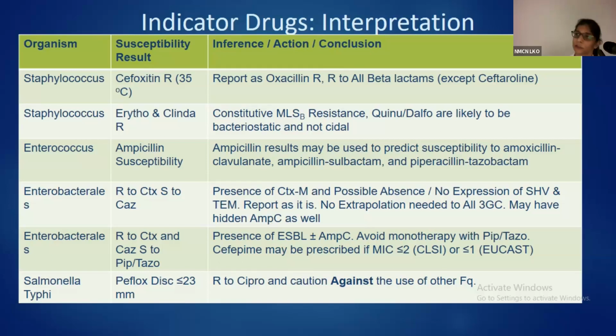For Enterococcus species, if the Enterococcus is susceptible or resistant to ampicillin, we can extrapolate these results to other penicillins also, like amoxicillin-clavulanate, ampicillin-sulbactam, and piperacillin-tazobactam.